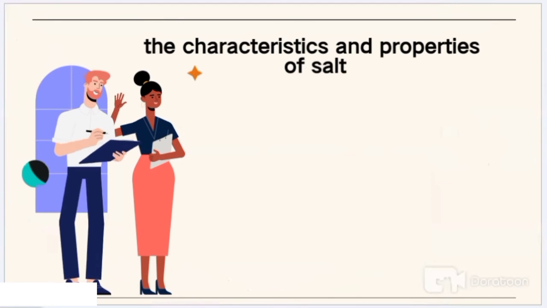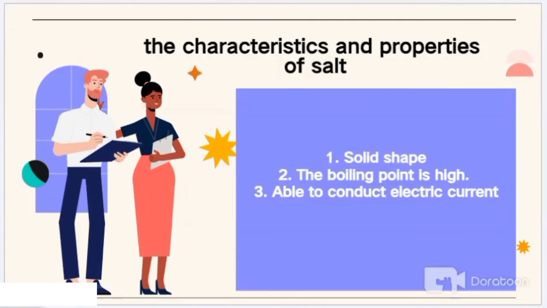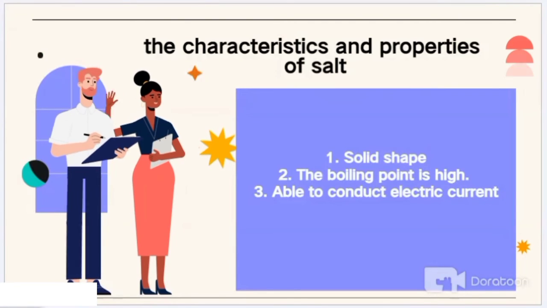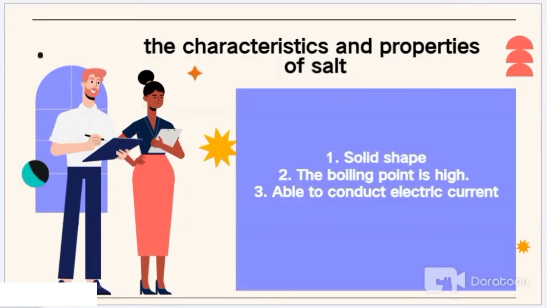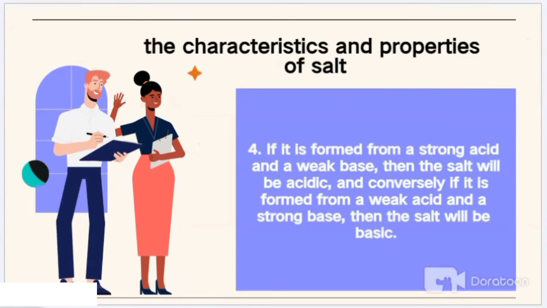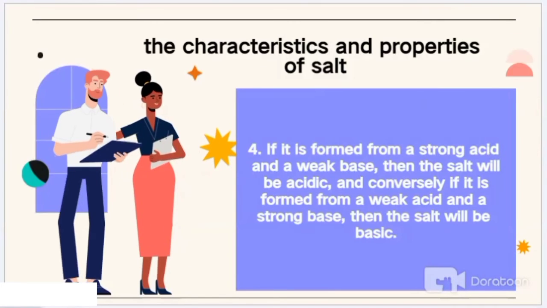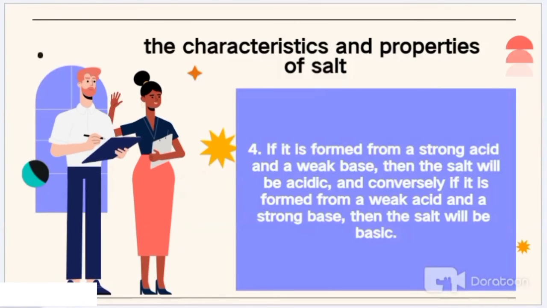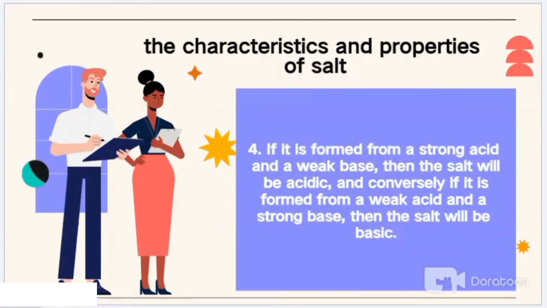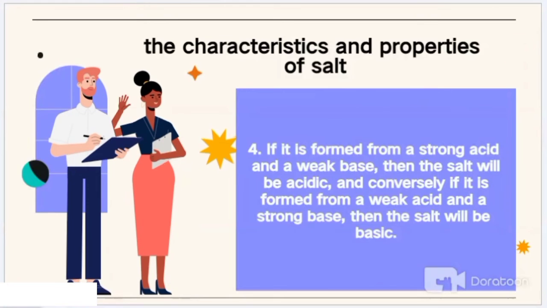Some of the characteristics and properties of salt. 1. Solid shape. 2. The boiling point is high. 3. Able to conduct electric current. 4. If it is formed from a strong acid and a weak base, then the salt will be acidic. And conversely, if it is formed from a weak acid and a strong base, then the salt will be basic.